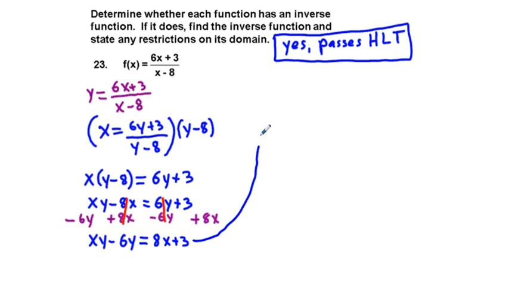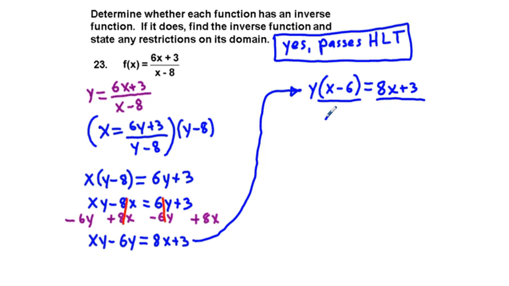And now I'm going to bring this up to the upper right. We're going to factor out, we have xy minus 6y on the left side, so our common factor between those two is y. So we have y times quantity x minus 6 is equal to 8x plus 3. And now we divide both sides of this equation by x minus 6. And we have x minus 6 over x minus 6 cancel on the left side. So we're left with y equals 8x plus 3 over x minus 6.